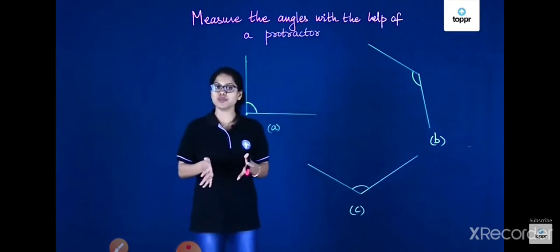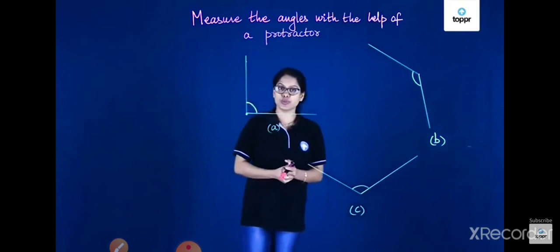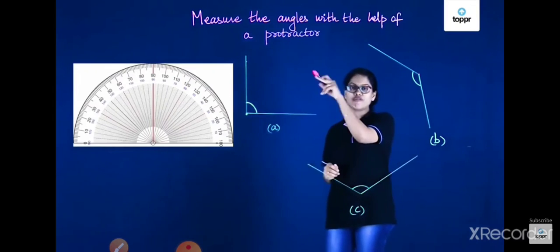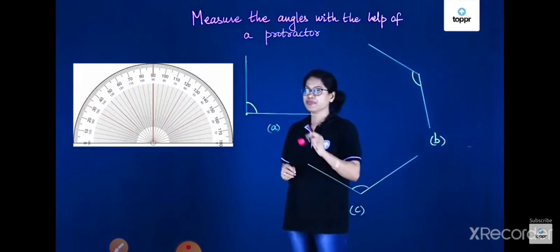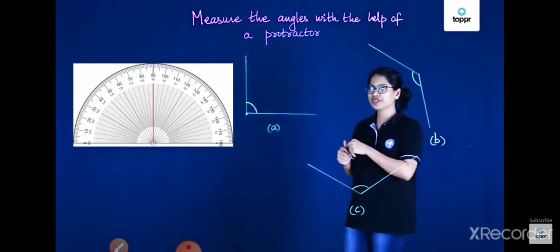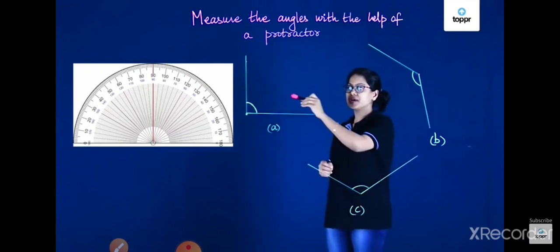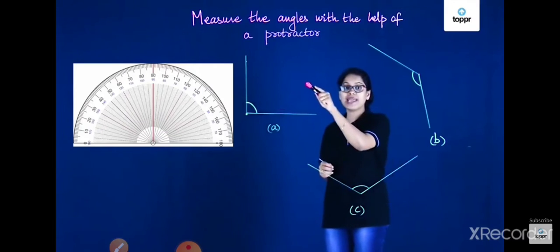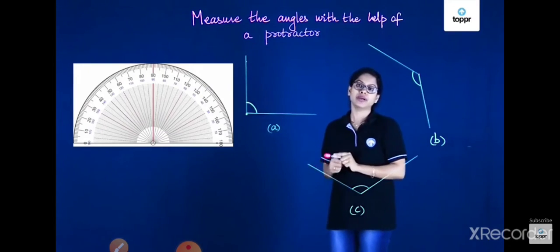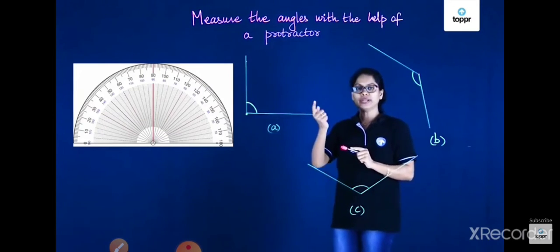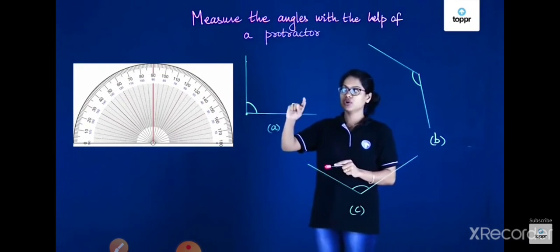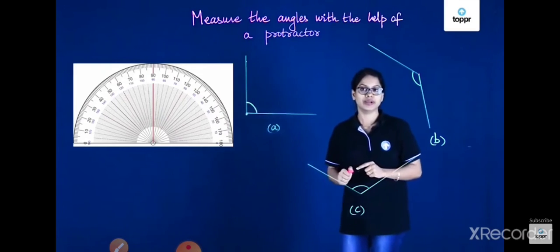A protractor is an instrument you can find easily in your geometry box, and this is what it looks like. It is in the shape of the English alphabet D. If you look at it carefully, the measurements start from 0 at one end and end at 180 at the other end. Beside 180 there's another 0 at the other end as well, and similarly that scale ends at 180.